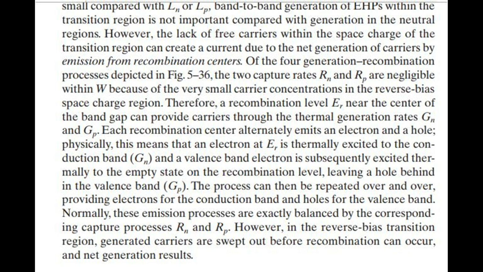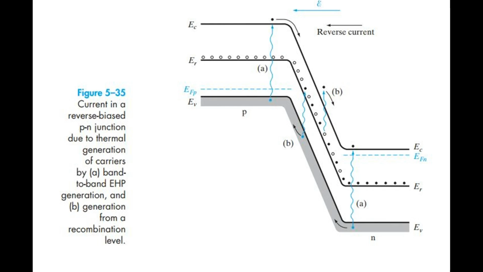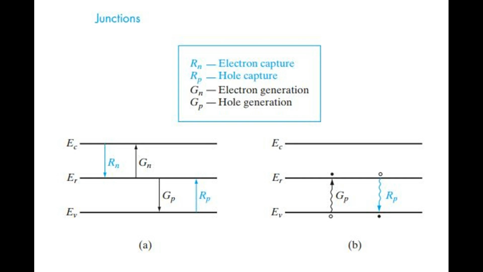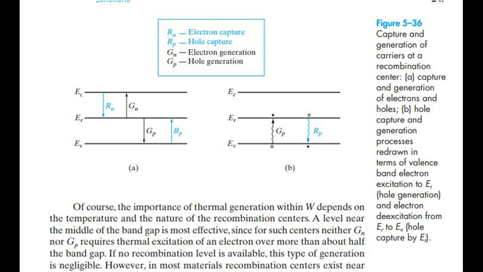Figure 5.35: Current in a reverse biased p-n junction due to thermal generation of carriers by (a) band-to-band electron-hole pair generation, and (b) generation from a recombination level. Figure 5.36: Capture and generation of carriers at a recombination center. (a) Capture and generation of electrons and holes. (b) Hole capture and generation processes redrawn in terms of valence band electron excitation to E_R, hole generation, and electron de-excitation from E_R to E_V, hole capture by E_R.